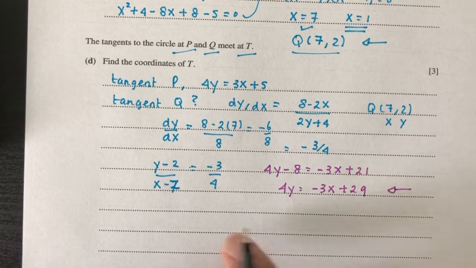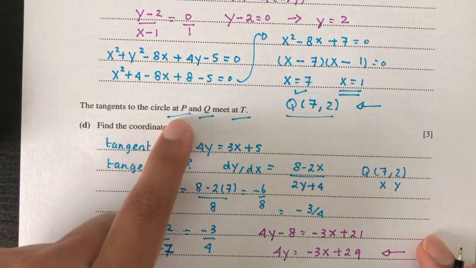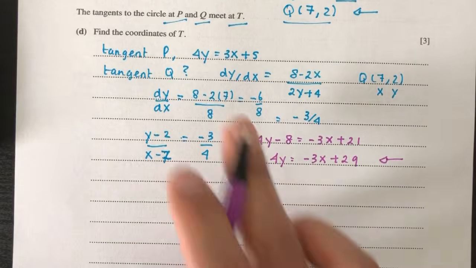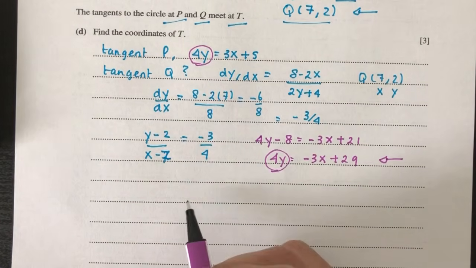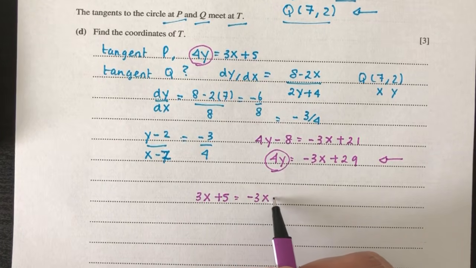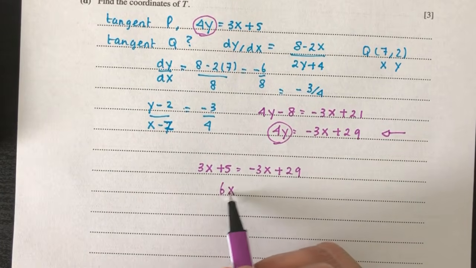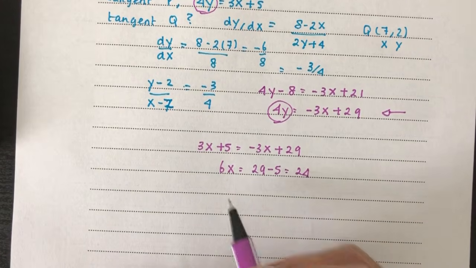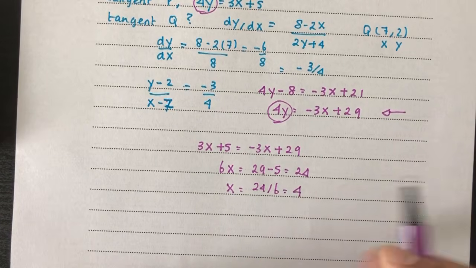So this will be the equation of the tangent at Q. So now you can see that the tangents to the circle at P and Q meet at T. Find T. So T is the point of intersection of this tangent with this tangent. Here we have 4y, here we have 4y. We can replace. That becomes 3x plus 5 equal to minus 3x plus 29. Send 3x over here, you'll have 6x equal to 29 minus 5, which is 24. So x will be 24 divided by 6, which is 4.